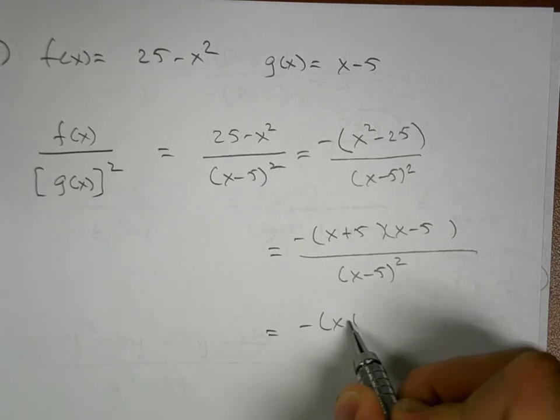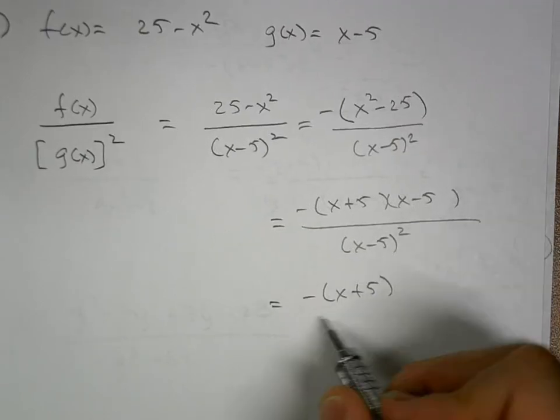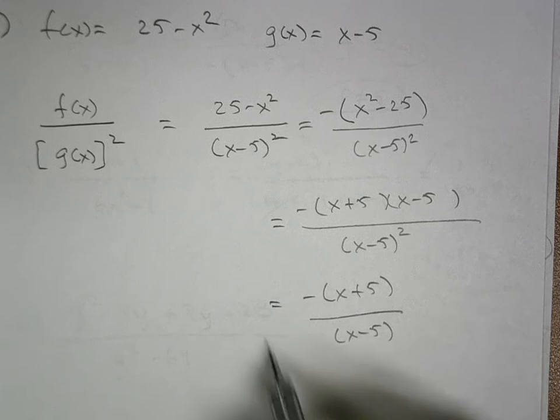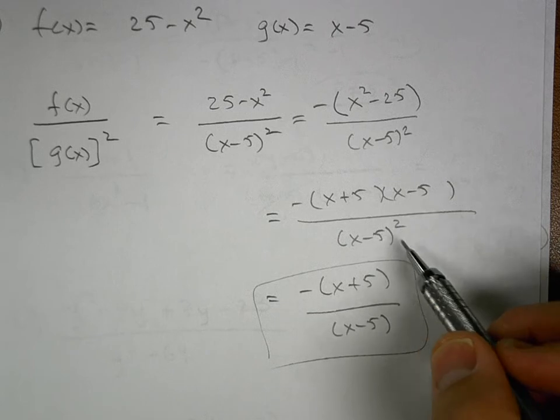Negative x plus 5. This is gone. One of those is gone. So we just have an x minus 5 to the first left over. There we go. So we canceled one of them and left one on the bottom.